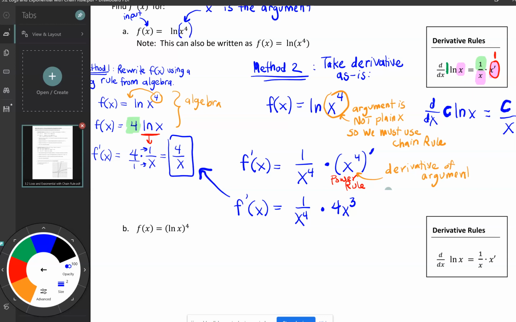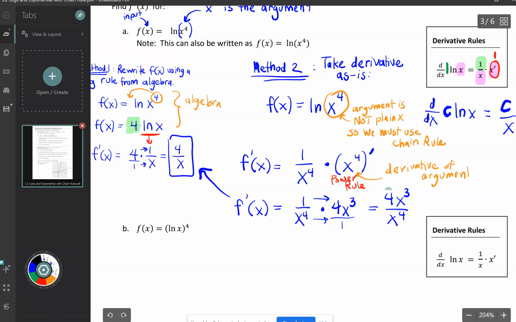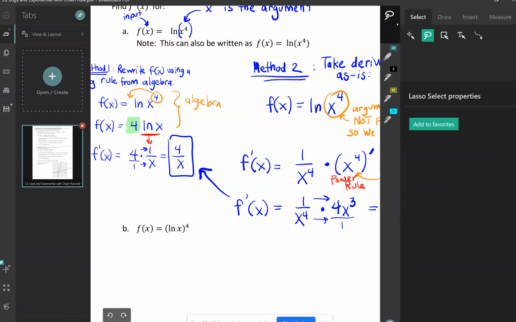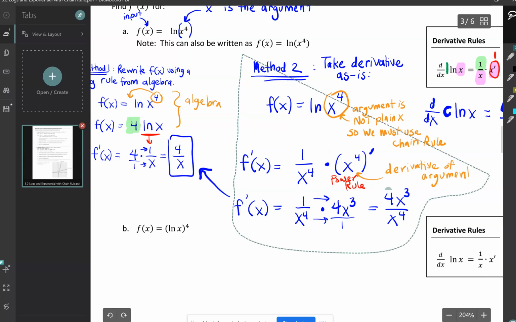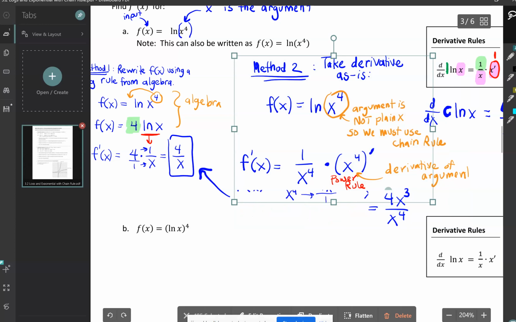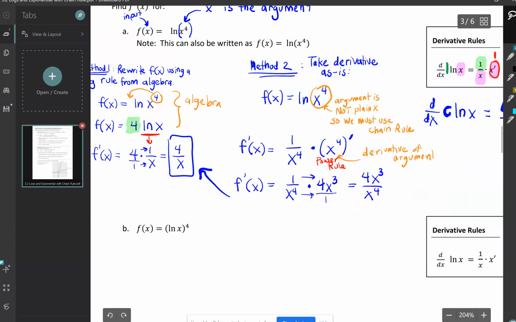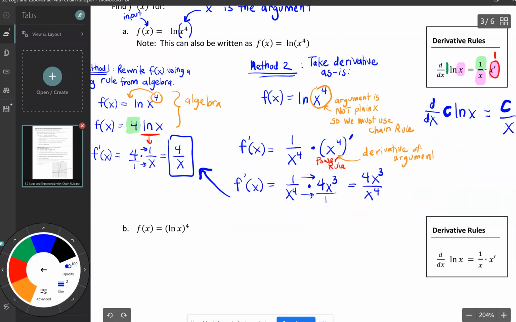But I can just put that 4x cubed over a 1, and then when I multiply across, that's going to give me 4x cubed over x to the fourth. And do you see where it's going? See how there's x's in the numerator and x's in the denominator? Those x's are going to simplify, they're going to divide out. So let's go ahead and simplify that.